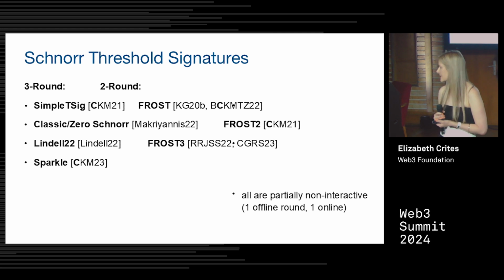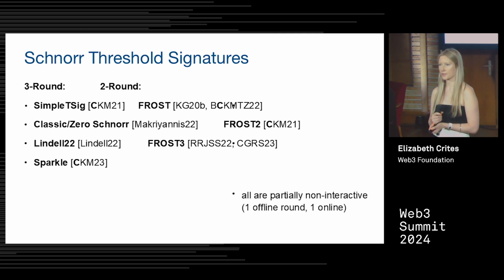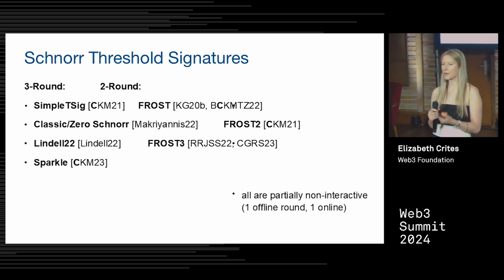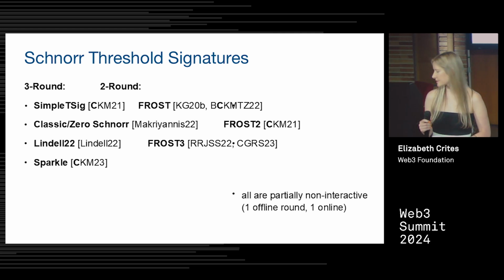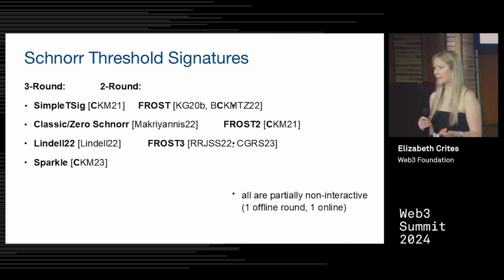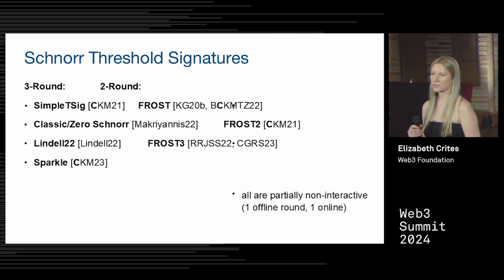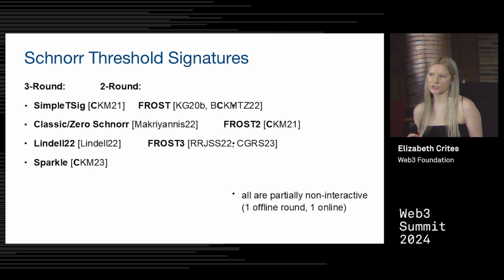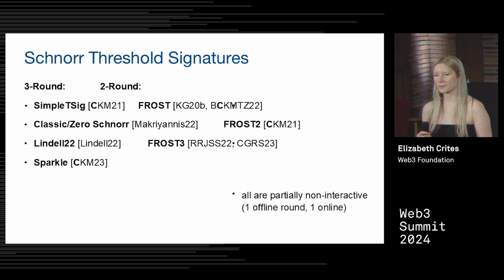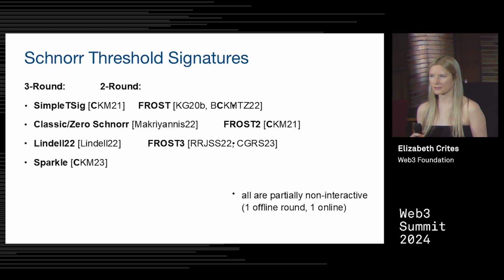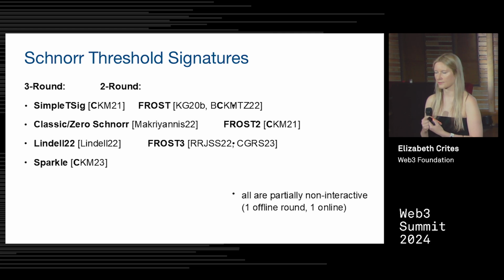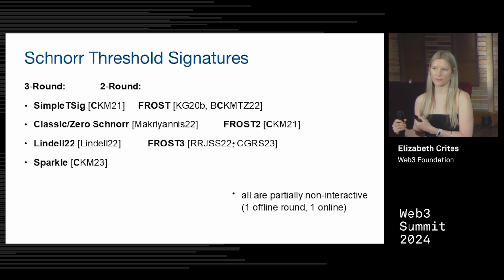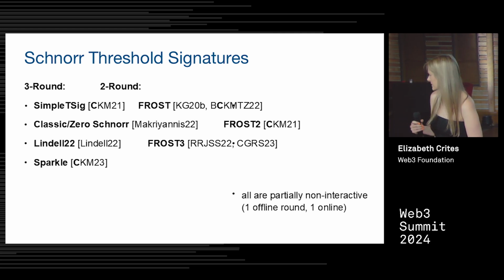Looking at the 2-round schemes, we have schemes like FROST, FROST2, FROST3. These are very similar to the MuSig2 DWMS type schemes, but in the threshold setting. And you may be wondering what the differences are between these schemes. So FROST2 was an optimization which reduced the number of exponentiations in signing from T, the threshold, to 1. And FROST3 basically integrated 2 of the nonces. So there was a big leap from FROST to FROST2 and a small leap from FROST2 to FROST3.